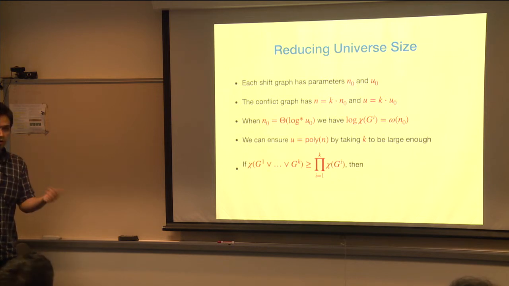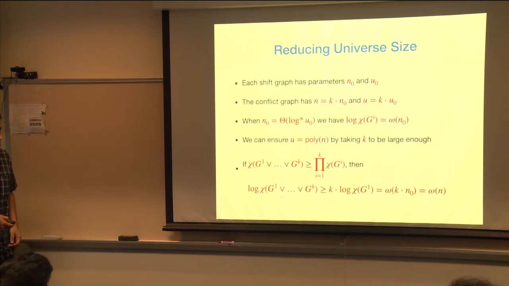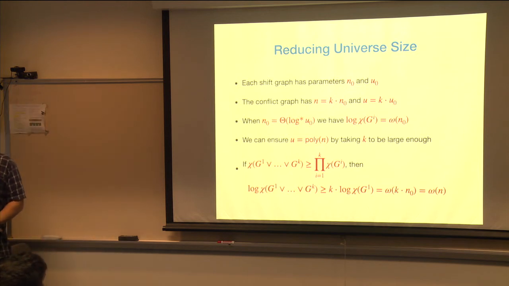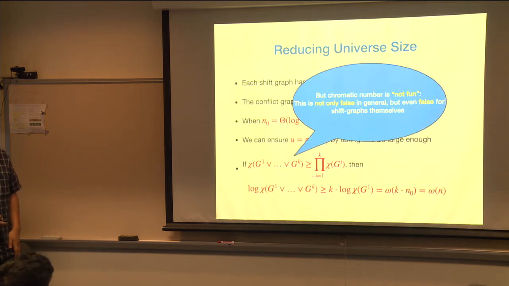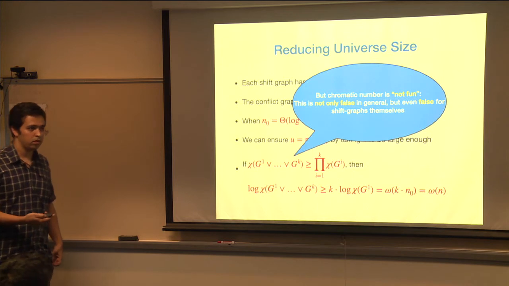If it so happens to be the case that the chromatic number of this product graph is the product of the chromatic numbers of each of its components, then if you do the algebra, you will get something strictly more than n, an omega n lower bound, even for a smaller universe. Sounds good? Okay. What is the problem? Chromatic number is not really fun. This is actually not true. It's not true in general. It's not even true for shift graphs. It does not behave in this product manner. So this is not true. So actually, this approach will not give you any lower bound. Okay. Sounds good?